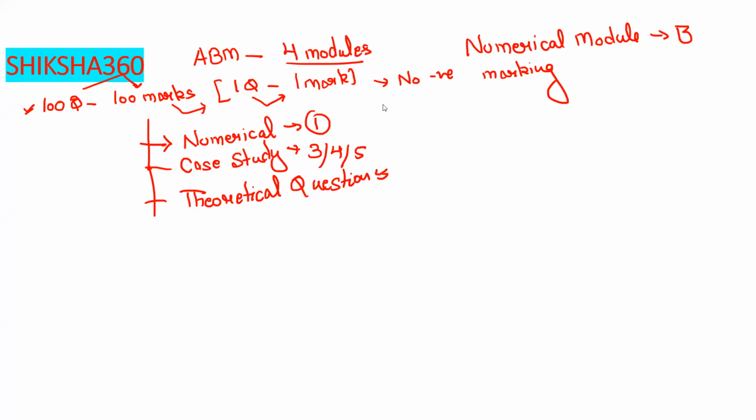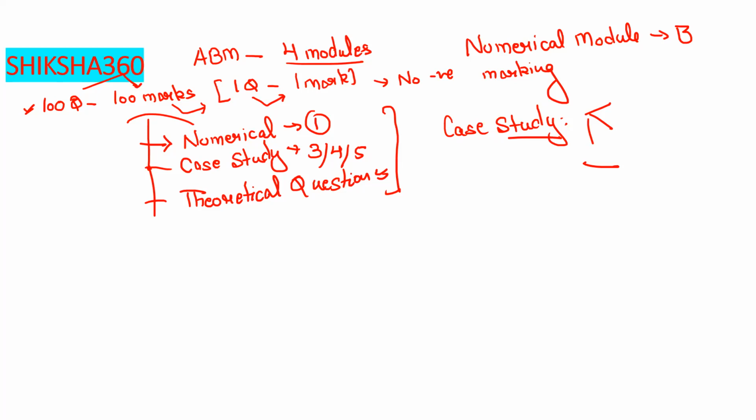Numerical, case study, and theoretical questions they will ask in the examination. In ABM, we expect that they will ask case studies from each module, either A, B, C, or D. As for numericals, in Module A there are 1 or 2 numerical topics, in Module B also. In Module C there is no numerical topic. Only 1 portion is numerical, the rest is not. Similarly in Module D, 1 or 2 numerical topics, and the rest is totally theoretical.